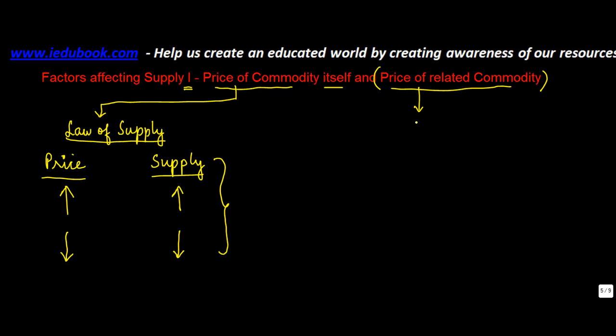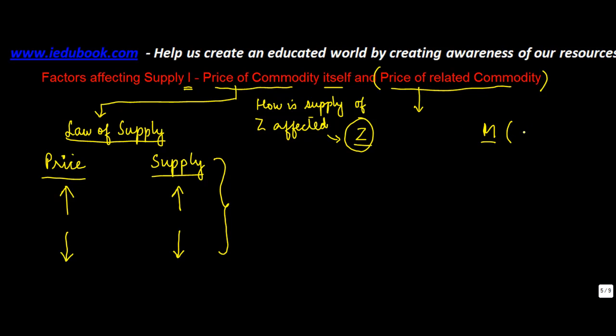So let's take two goods, let's say Z and M, right? And let's talk about how the supply of Z is affected. How is the supply of Z affected if M is a related commodity?